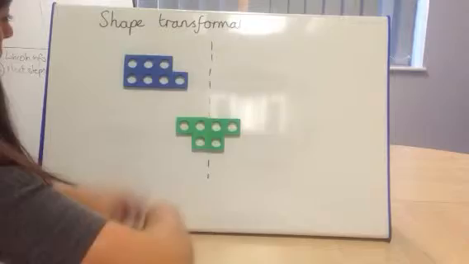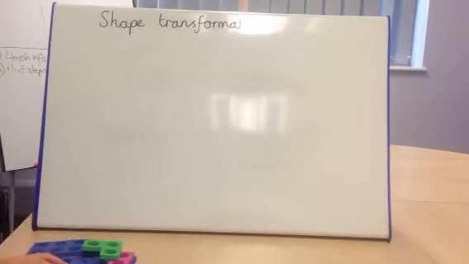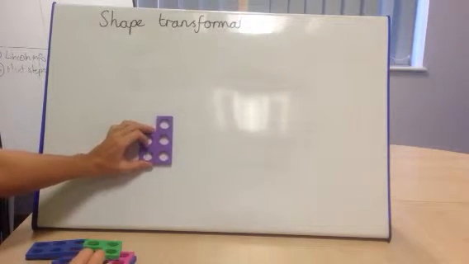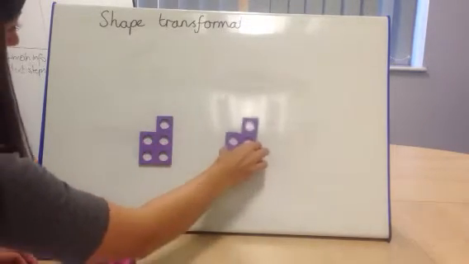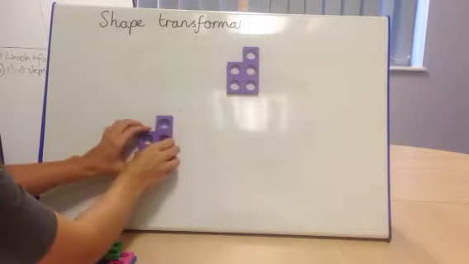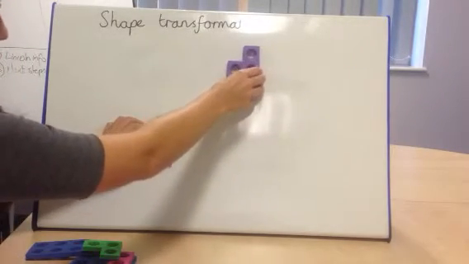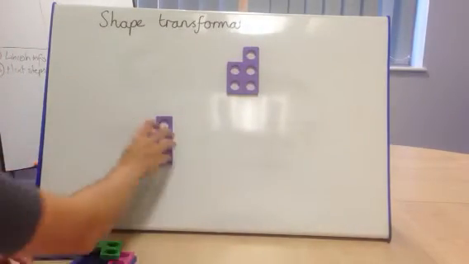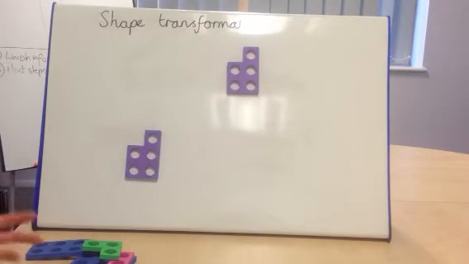Okay. Similarly for shape translation, you'd need to do this on a grid really, but if you had to describe what's happened to this shape for it to end up over here, you might describe how many places it's been moved across to the right and how many places it's been moved up. So the children are physically translating the shapes before they move on to grid work using a ruler and using a pencil.